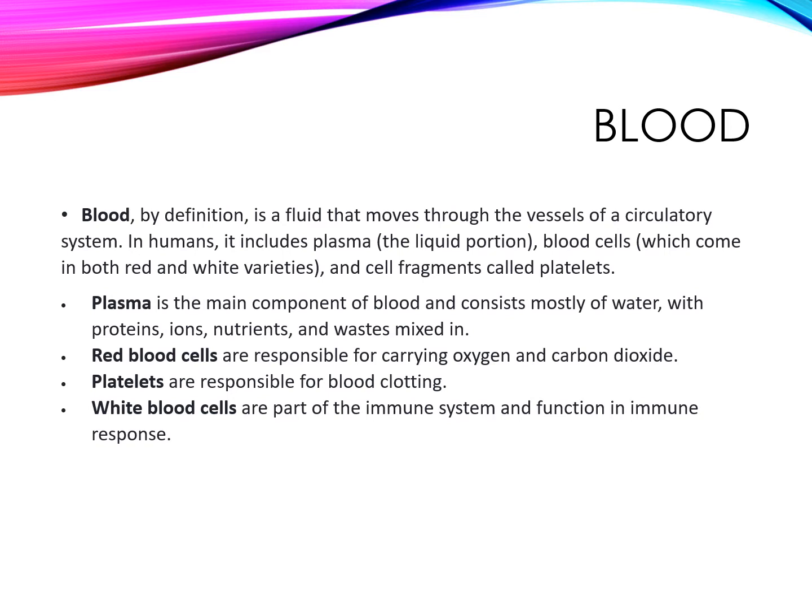So in humans it includes plasma. Plasma is the liquid part in which the blood cells float. And there are cell fragments also, and they are called platelets. Plasma is the main component of blood, and it consists of mostly, about 90%, water, and proteins, ions, nutrients and waste. These are all found in the plasma.